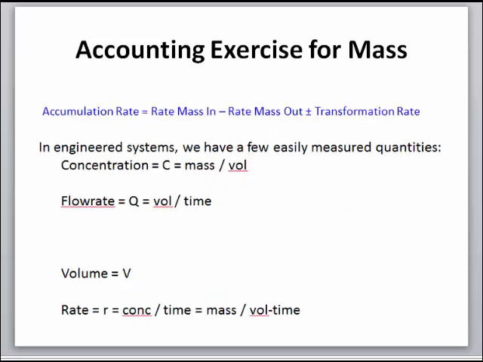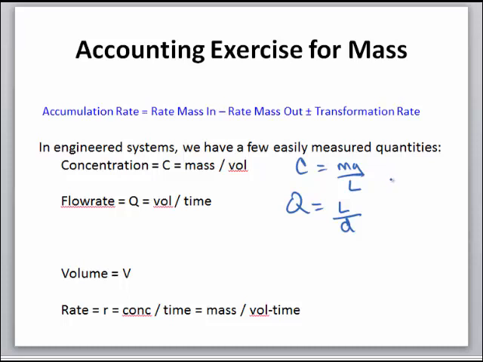Now in engineered systems, we have a few easily measured quantities. The first of these is concentration C, which is equal to mass over volume. A typical measure of C is milligrams per liter. A second convenient measurement is flow rate, Q, which is equal to volume over time. A typical flow rate may be liters per day.